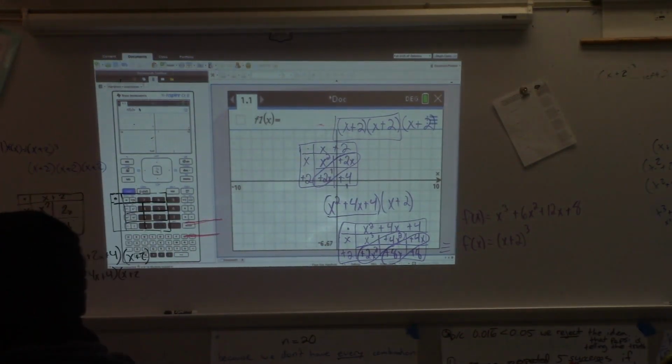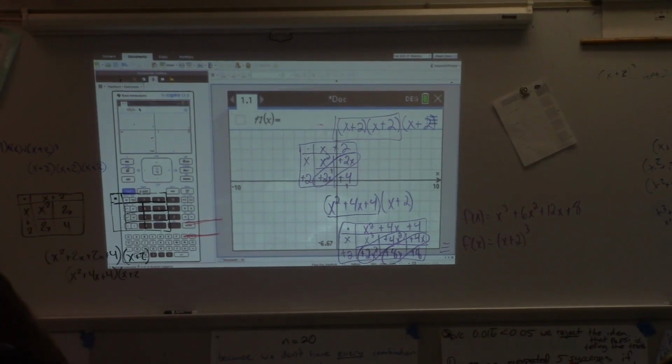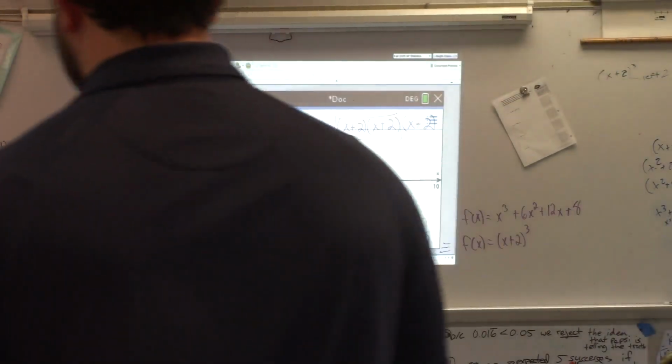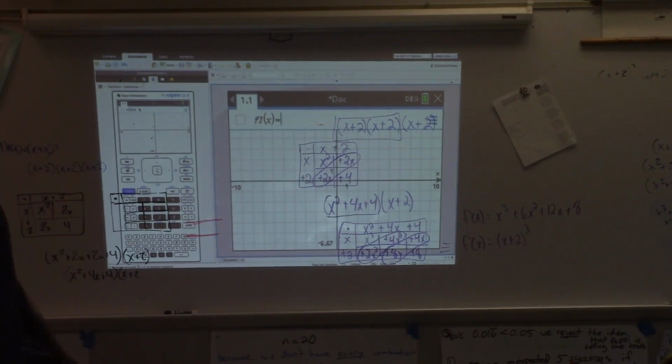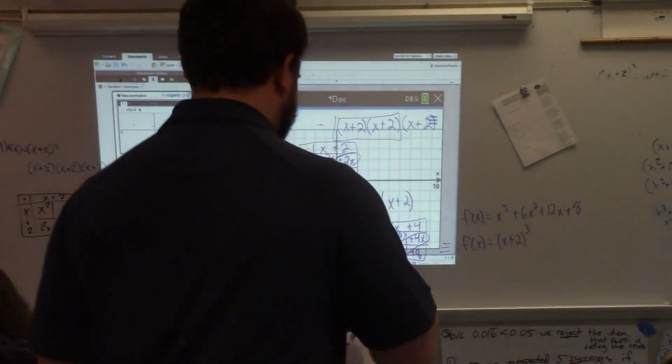Come on, Maya. Graph those two functions, see if they're equivalent. Victoria, check your standard form and your transformed one, your parent function one. See if they're equivalent.